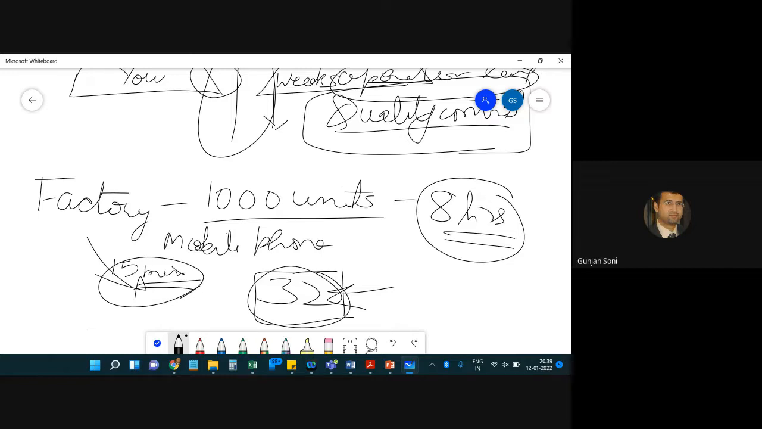Yes, anyone? Shubhangi, you're there? No, they are not adding any value, Yukta? No, sir. So is there anyone in the class who says that these people are adding value to the product? So this is the whole thing over here: you are actually not adding value to the product.